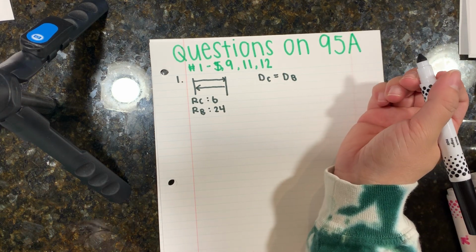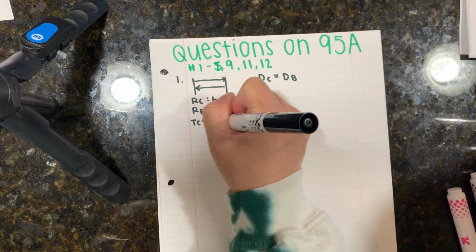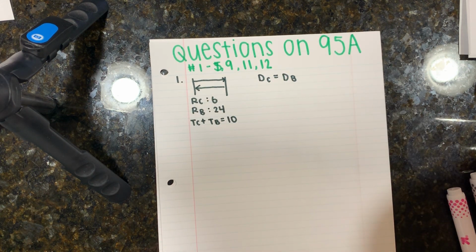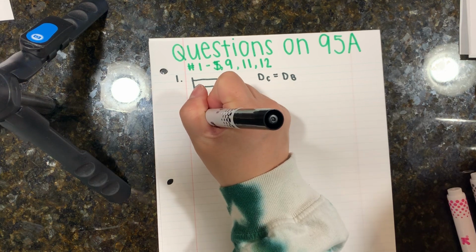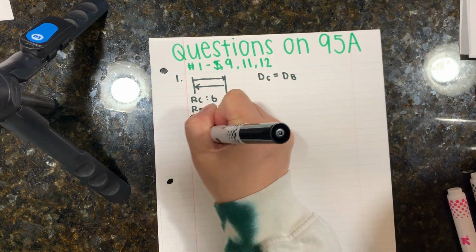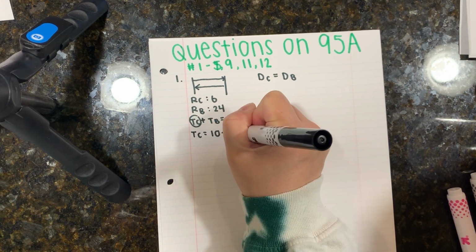Then it says that he was gone for a total of 10 hours. So that means the time to the campsite plus the time back was equal to 10. And you need to solve for one of those letters, either TC or TB. It doesn't matter which one. I'm going to choose to solve for TC. So TC would be equal to 10 minus TB.